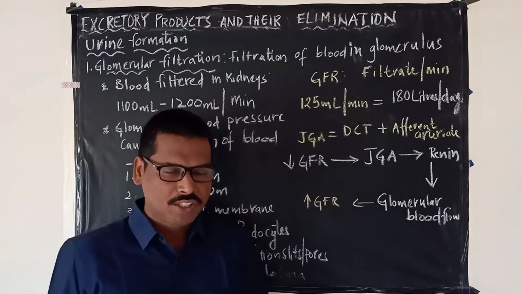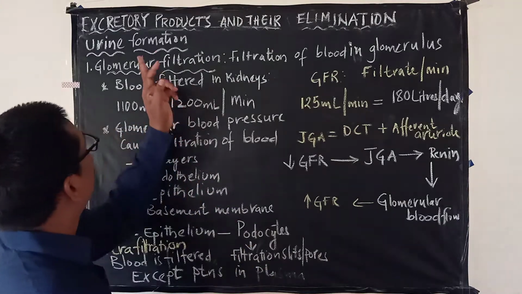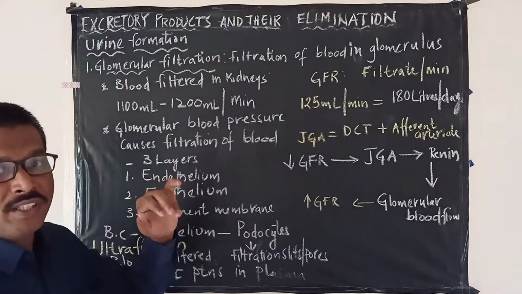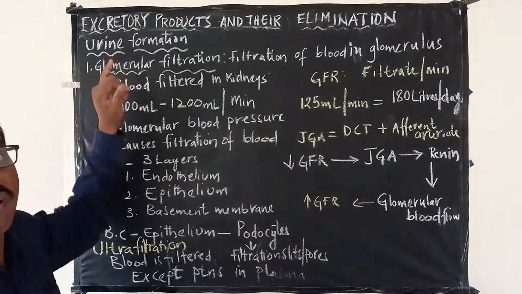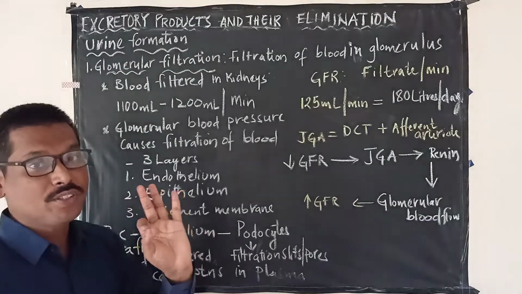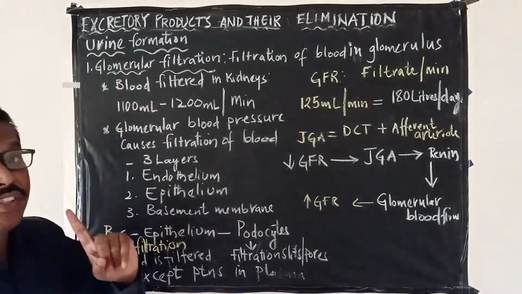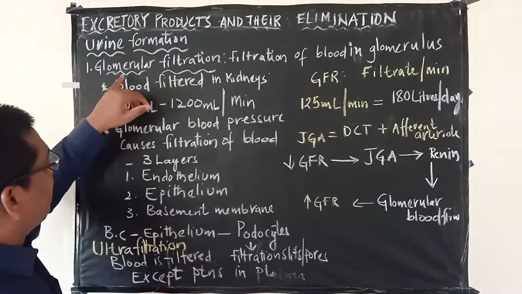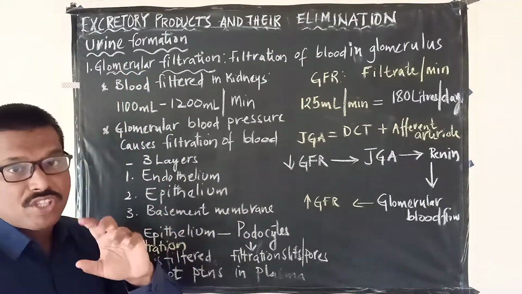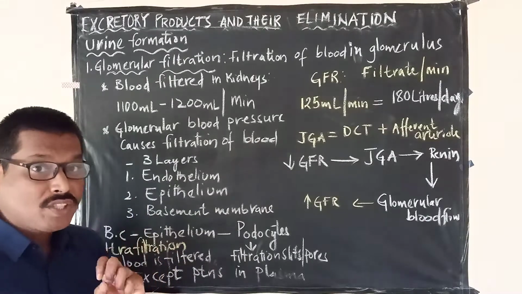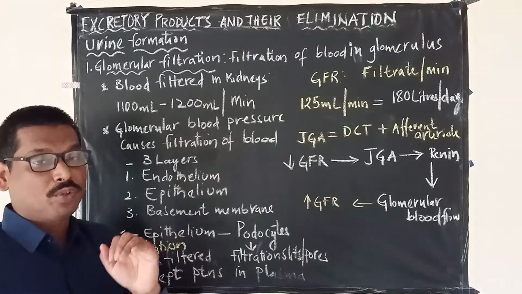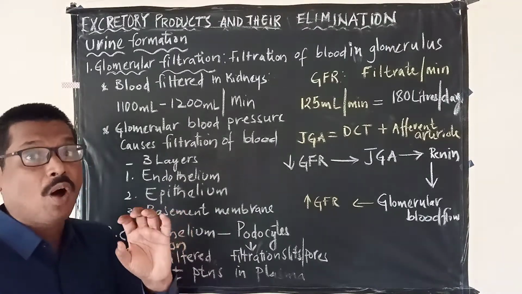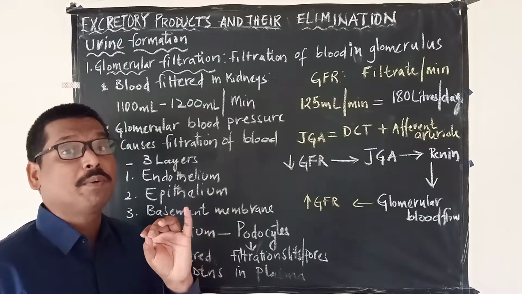Hi everybody, in this video we are going to discuss the excretory products and their elimination, and the main topic we are going to discuss is how urine is formed. Here it is entitled urine formation. There are three steps under which the urine will be formed. We will look stepwise at how urine is formed in our body.